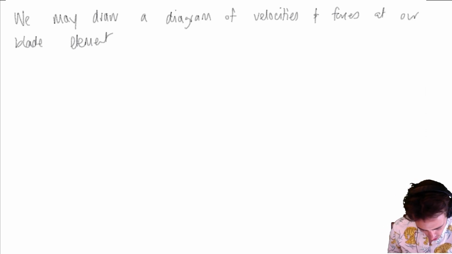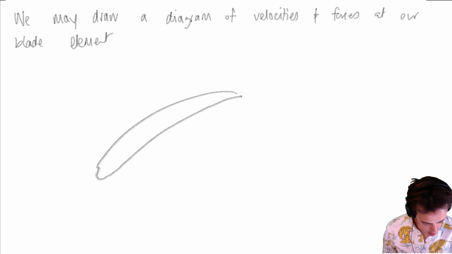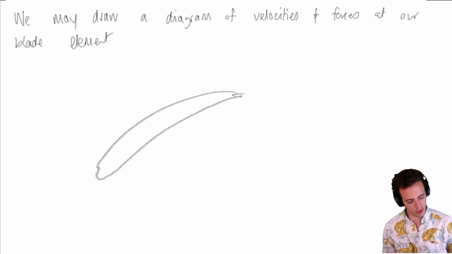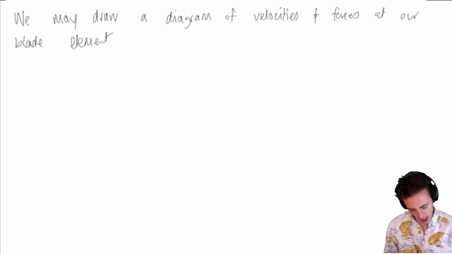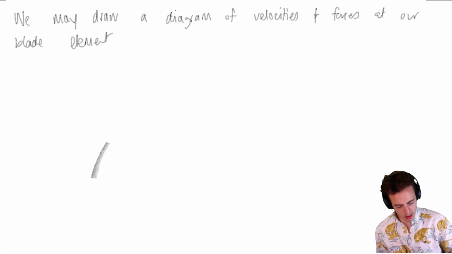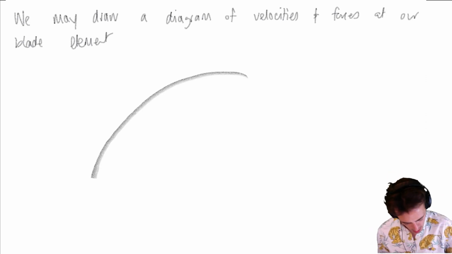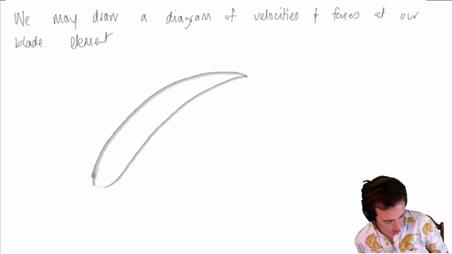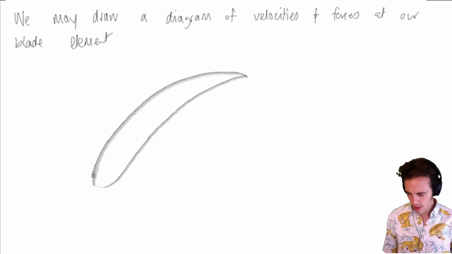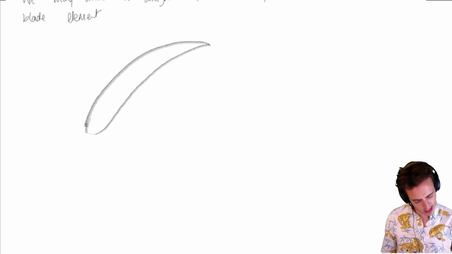So let's draw. I tend to draw it this way just because it's easier for me to draw an aerofoil in that direction. That's not a very good aerofoil. Let's draw a better one. Okay, that's an acceptable aerofoil. Okay, so in fact, let's just move this a little bit down the page.